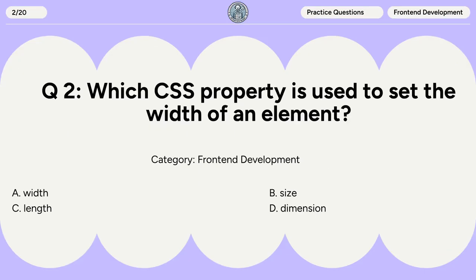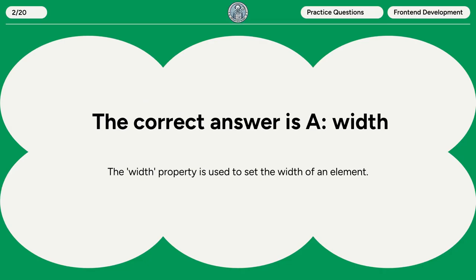Question 2. Which CSS property is used to set the width of an element? A. Width. B. Size. C. Length. D. Dimension. The correct answer is A. Width. The width property is used to set the width of an element.